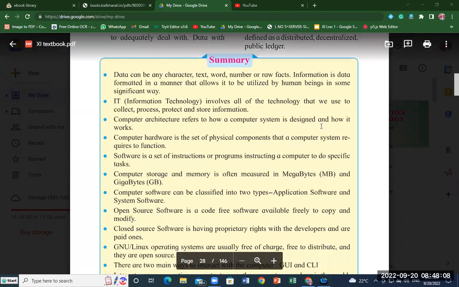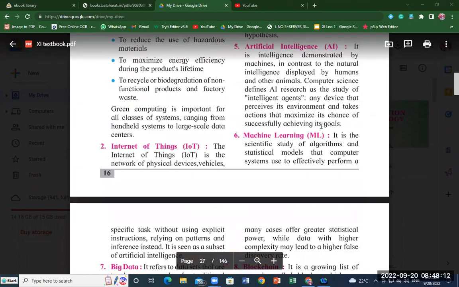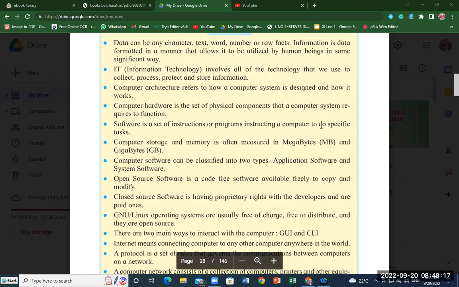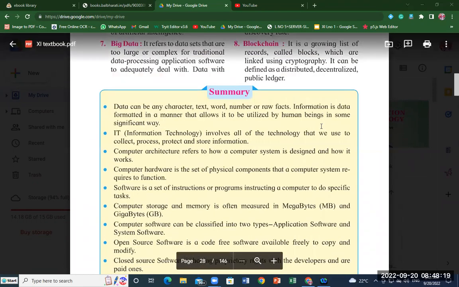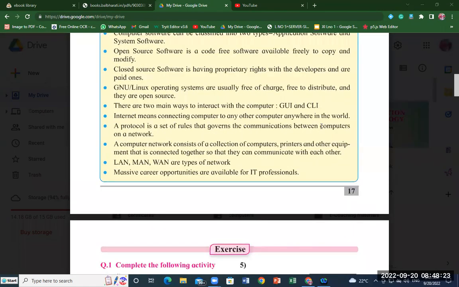You can just go on YouTube and type blockchain, big data, ML, AI. You will get huge information on the net. Go through the summary and get the information.